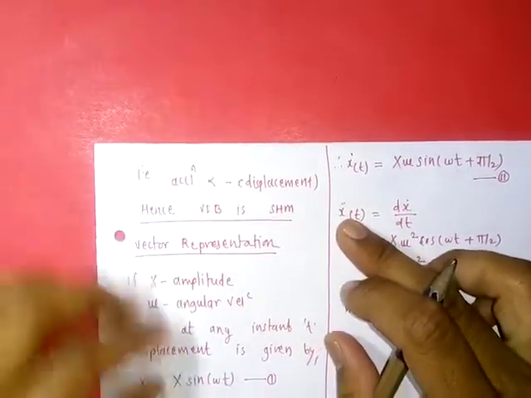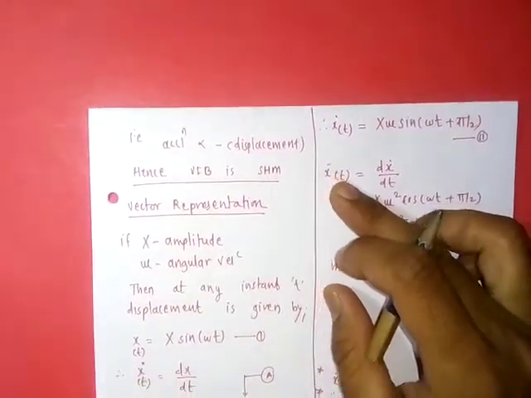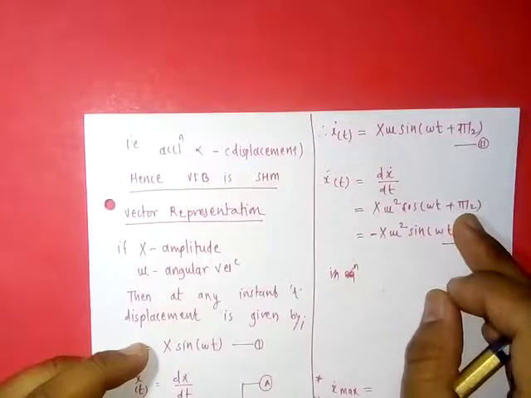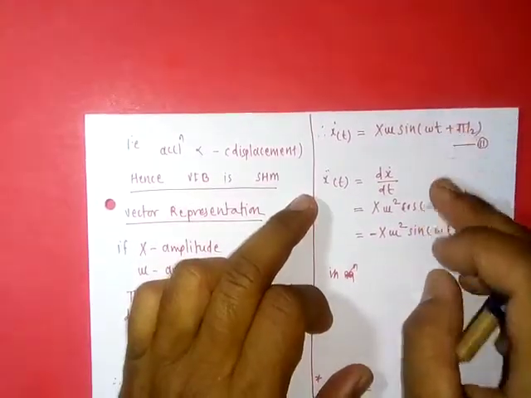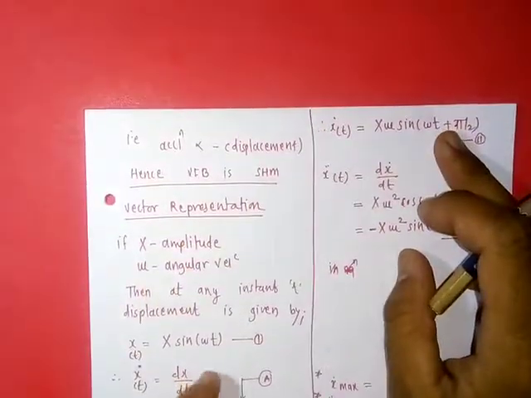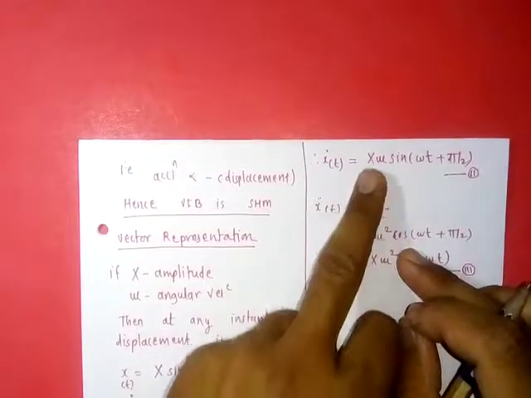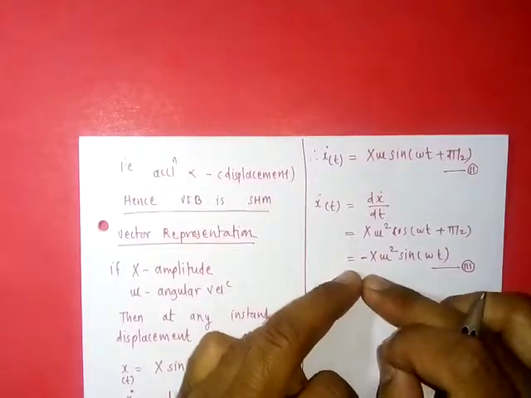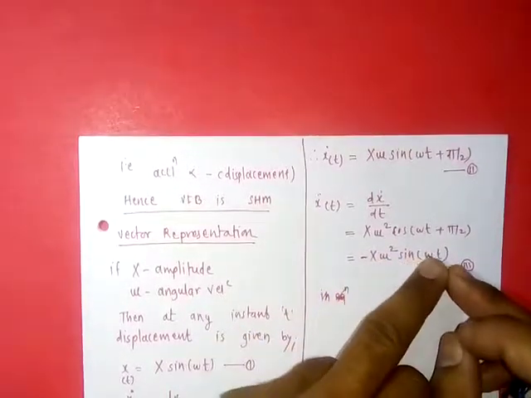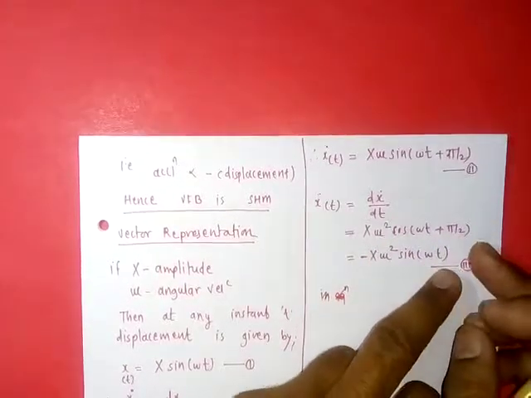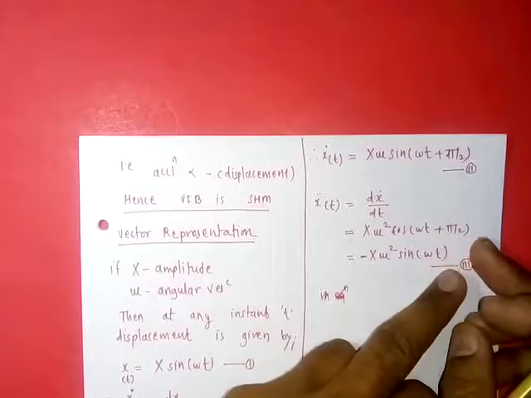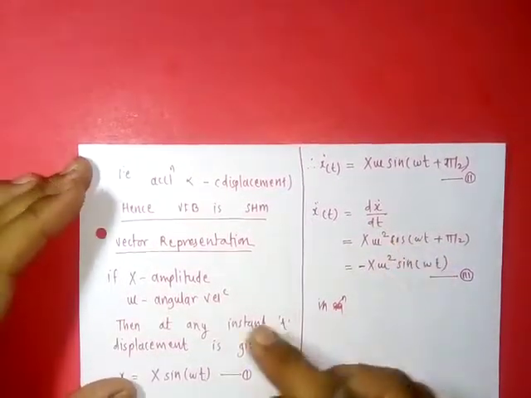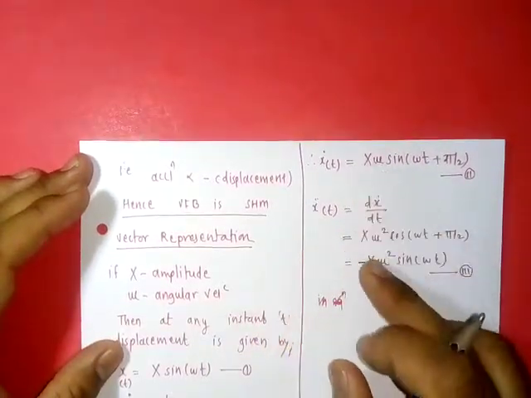Now for acceleration we take the differentiation of this velocity vector, then it becomes x omega cos omega t plus pi by 2. Sorry, I have to take the derivative of this because both represent velocity here. So acceleration becomes x omega square, derivative of sine is cos, omega t plus pi by 2, and is equal to minus x omega square sine omega t. Cos of pi by 2 plus theta is minus sine theta, so replacing cos by sine. So these are the values of displacement, velocity and acceleration.